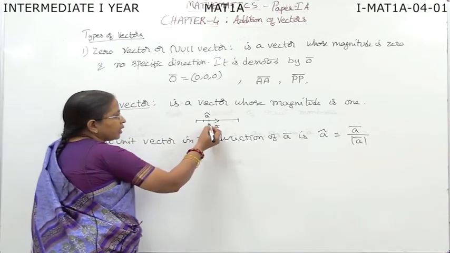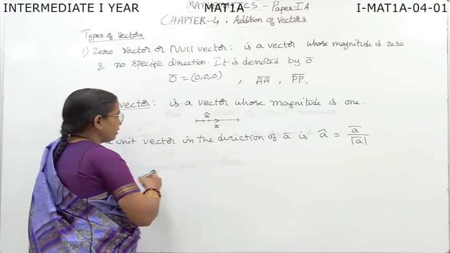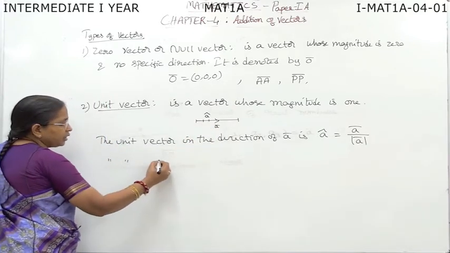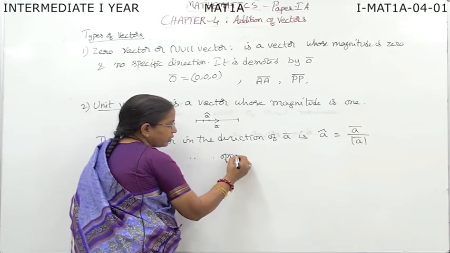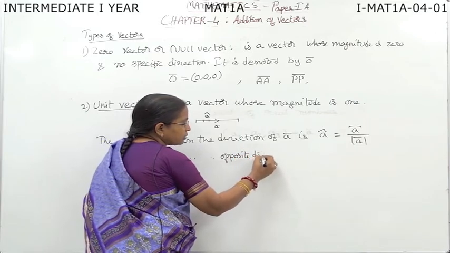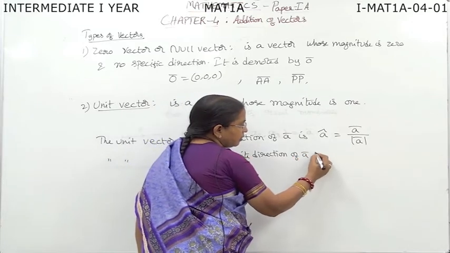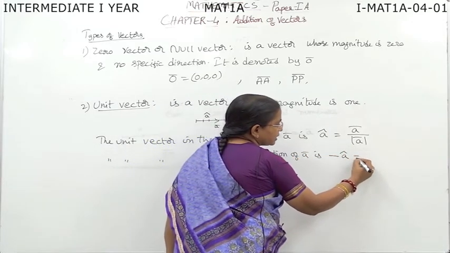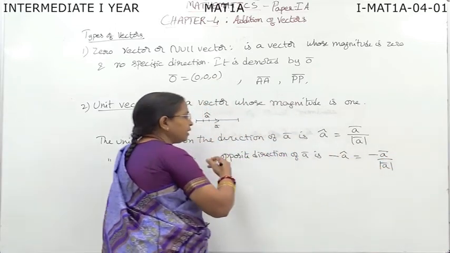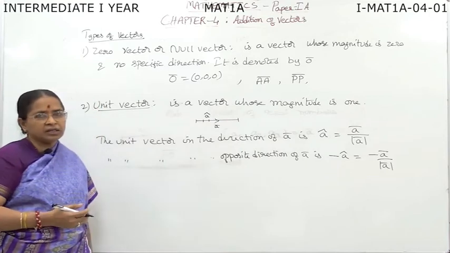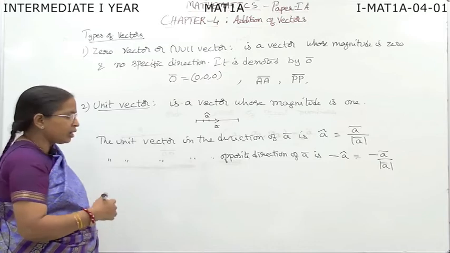Now you can have a unit vector in the opposite direction of A also. So that is given by minus A cap. The unit vector in the opposite direction of A is minus A cap, that is minus A by mod A.